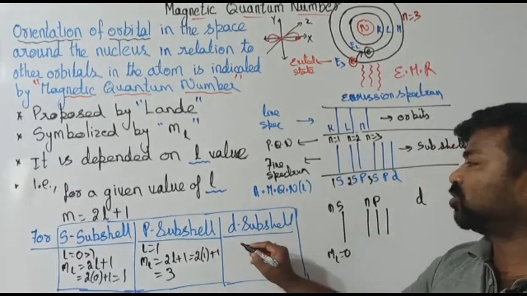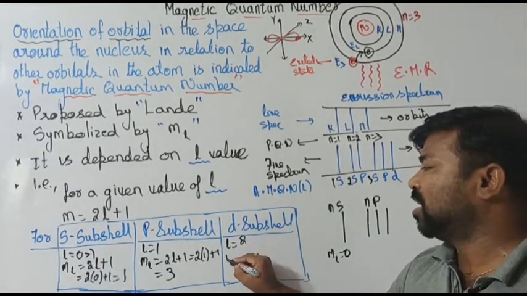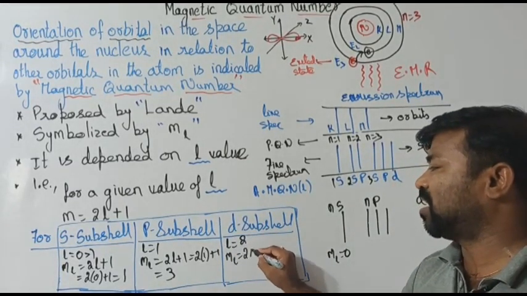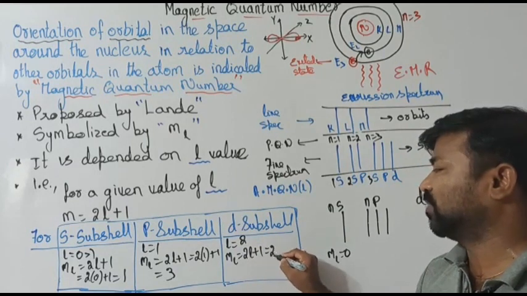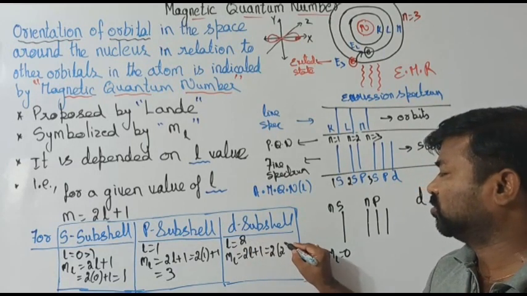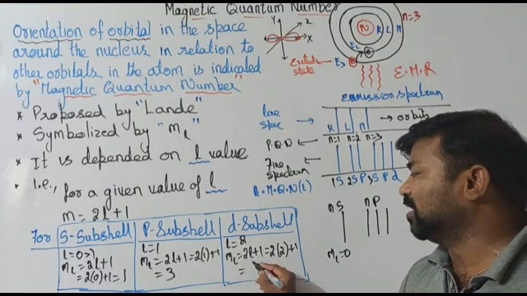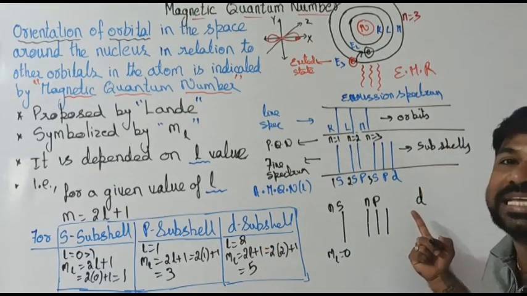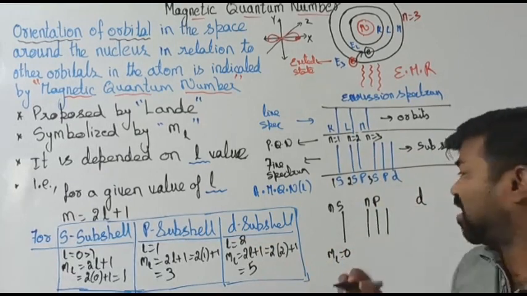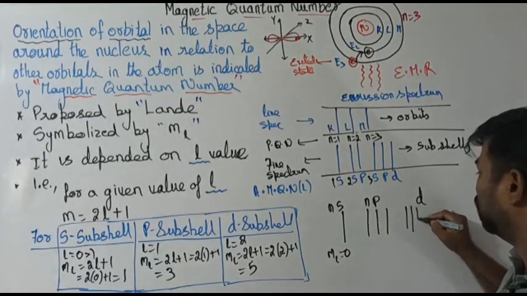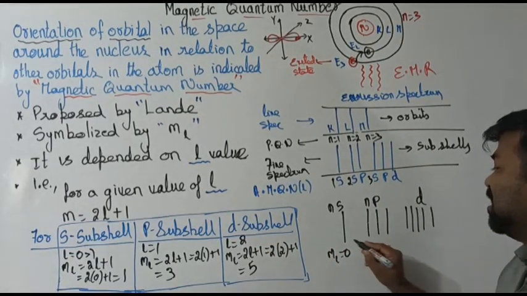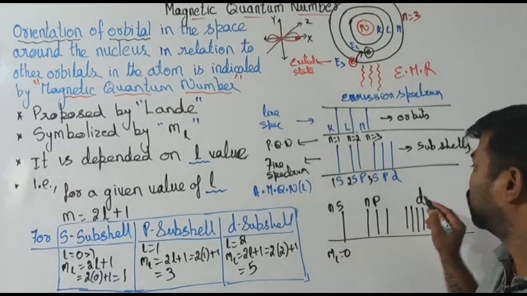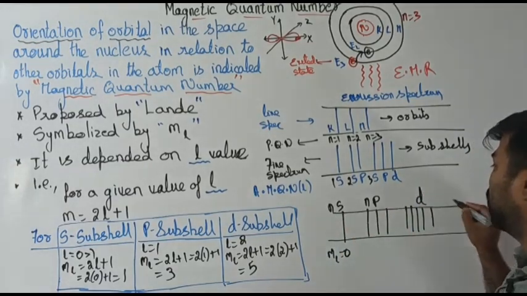Now for the D subshell, L is equal to 2, and the ML values follow the formula 2L plus 1, which with L equal to 2 gives 2 twos are 4, plus 1, totally 5. So how many ML values does D have? Totally 5. So 1, 2, 3, 4, 5. These are nothing but the orbitals.